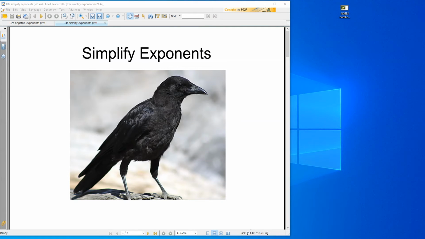Hi, this is Mr. Barr, and we are going to simplify some exponents. Let's get our notes ready to go.